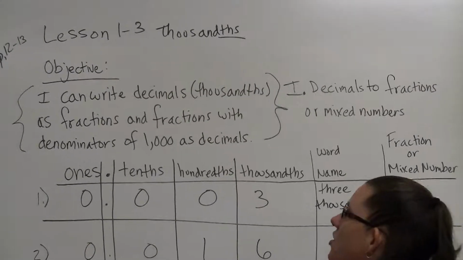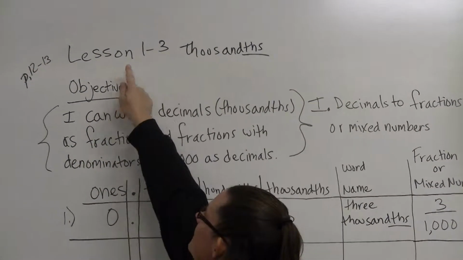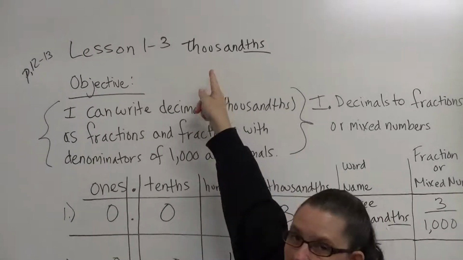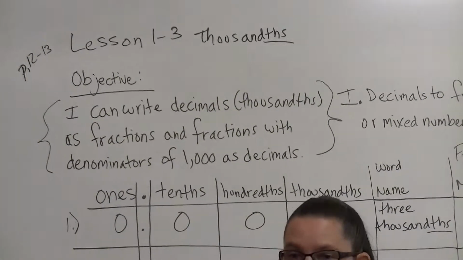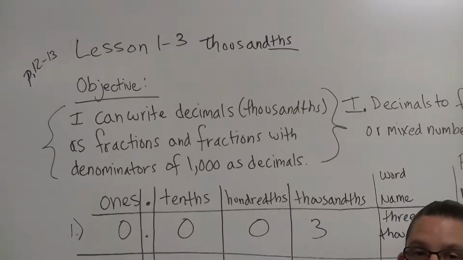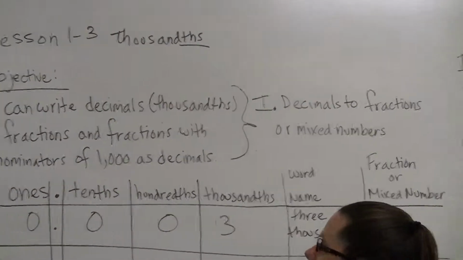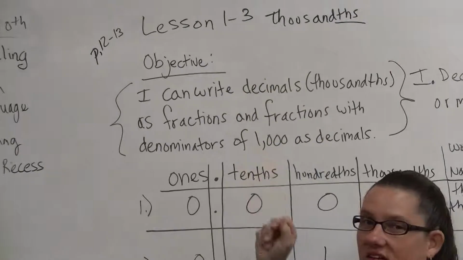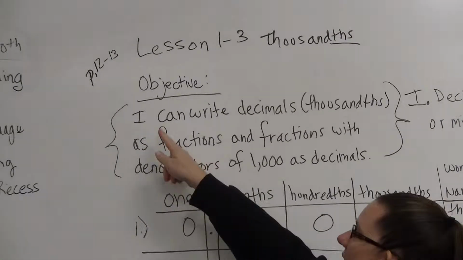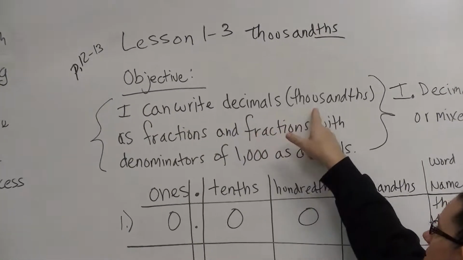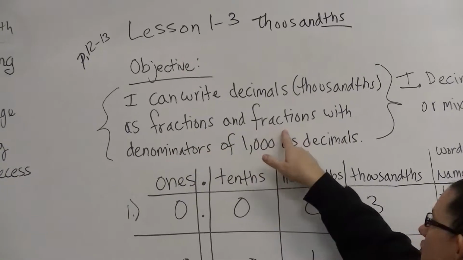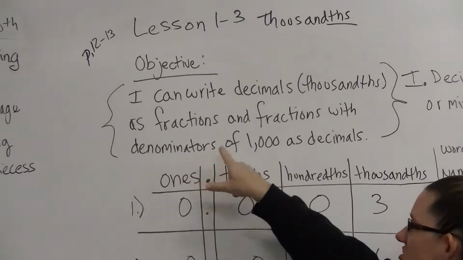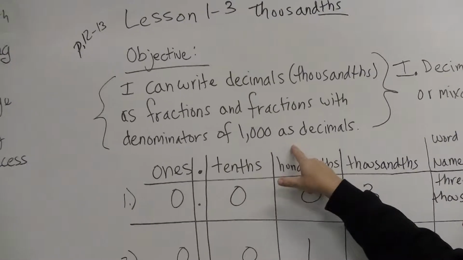Okay, 5th grade, today we are going to be looking at lesson 1-3 on thousandths. That is found on pages 12 and 13 of your textbook. At this point in time, you need to have your spiral out and get a heading at the top and write down today's objective. Today's objective is: I can write decimals from the thousandths place as fractions and fractions with denominators of 1,000 as decimals.